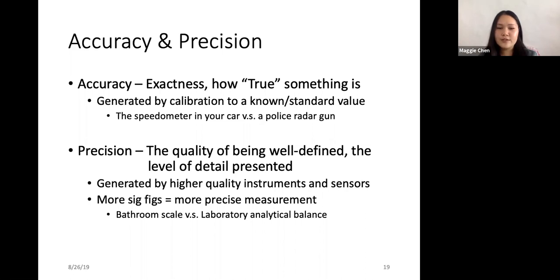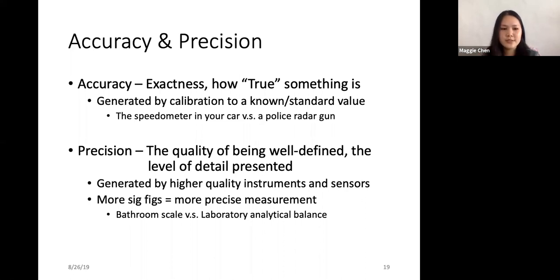Now we're looking at a police radar gun. They have to be calibrated annually so that it holds up in court. So that means that the police radar gun is more accurate because of how often it has to be calibrated and how exact it is. Comparing the speedometer in your car versus a police radar gun, the police radar gun is going to be more accurate compared to the one in your car. So how true that thing is, is accuracy.